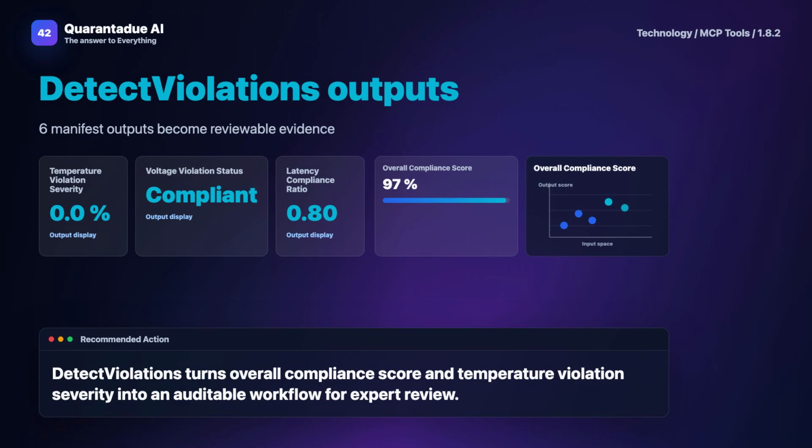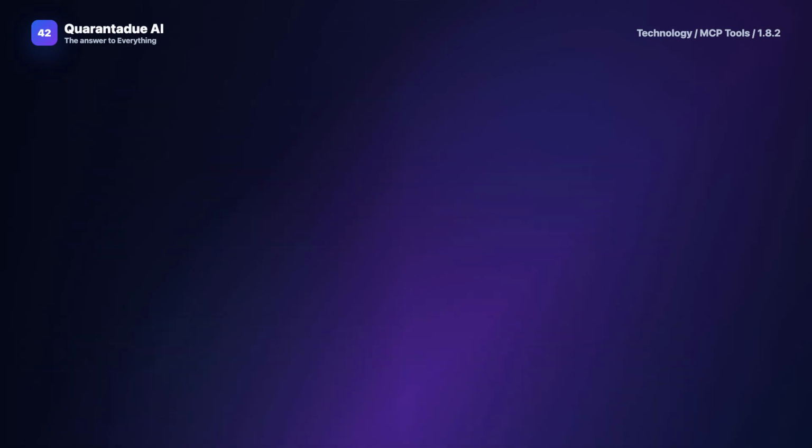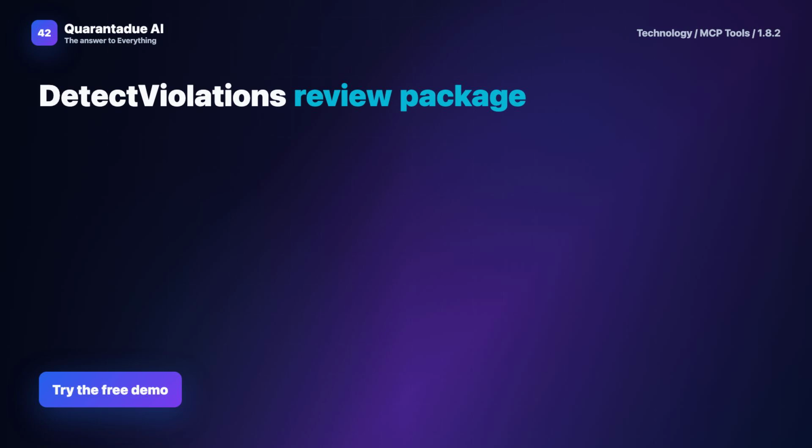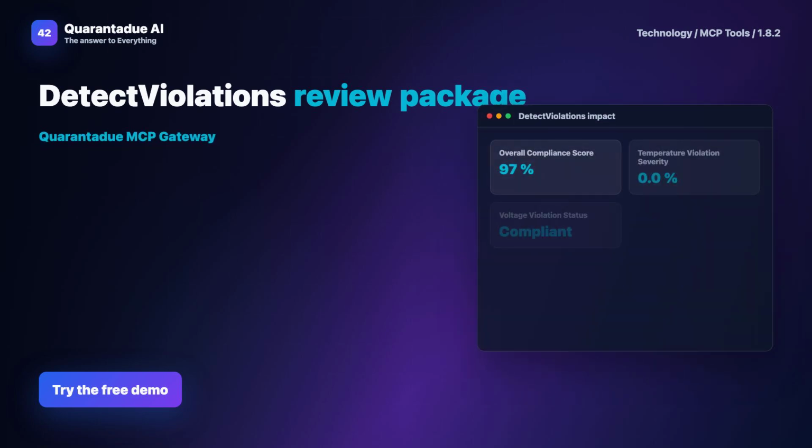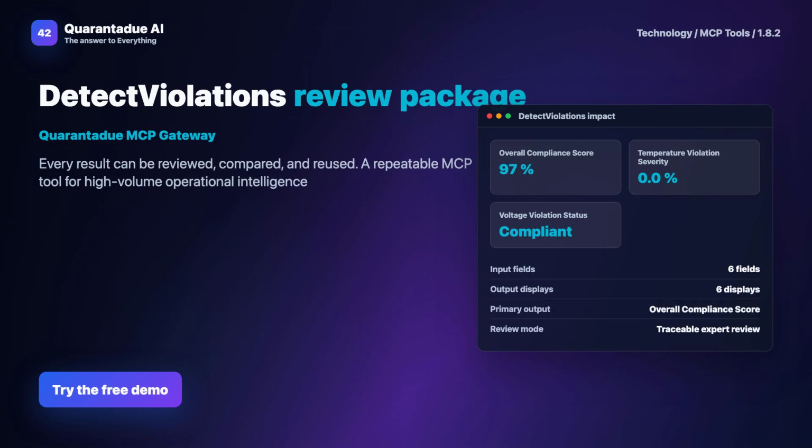And calculate the overall compliance score as a weighted average of the 4 violation metrics. Weightings: temperature 40%, voltage 30%, latency 20%, data rate 10%. Each metric is first normalized to a 0-100% compliance scale. This keeps the process deterministic, reviewable, and aligned with how technology teams actually make decisions.